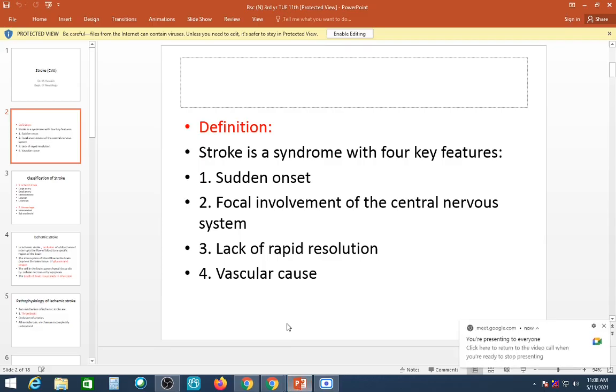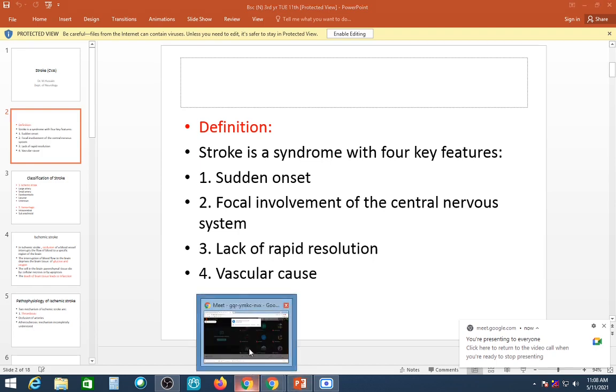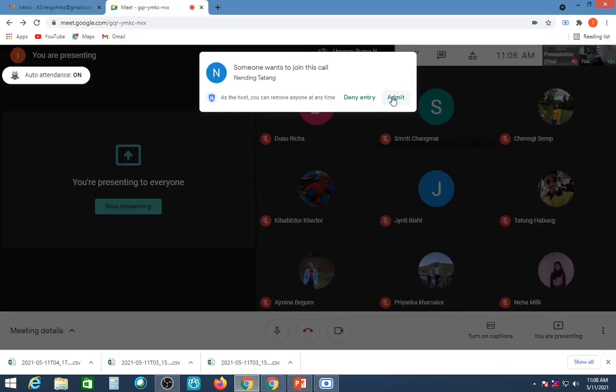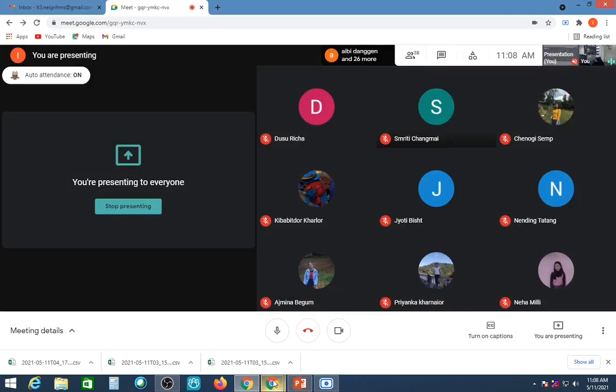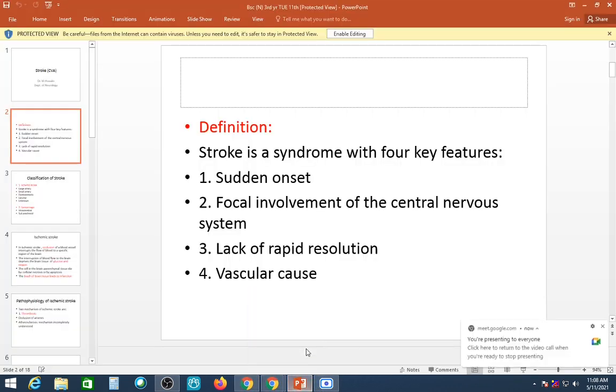So this is very important to remember, each and every line or feature of stroke, that it is a sudden onset like a bolt from the blue. It is having a focal involvement of the central nervous system, that is involving the brain mostly, sometimes the spinal cord, but mostly the brain. And it is focal involvement, that means it involves part of the brain, the whole brain is not involved. Number three is lack of rapid resolution. That means the symptoms are mostly lifelong, and it does not 100% resolve. It does not become okay.